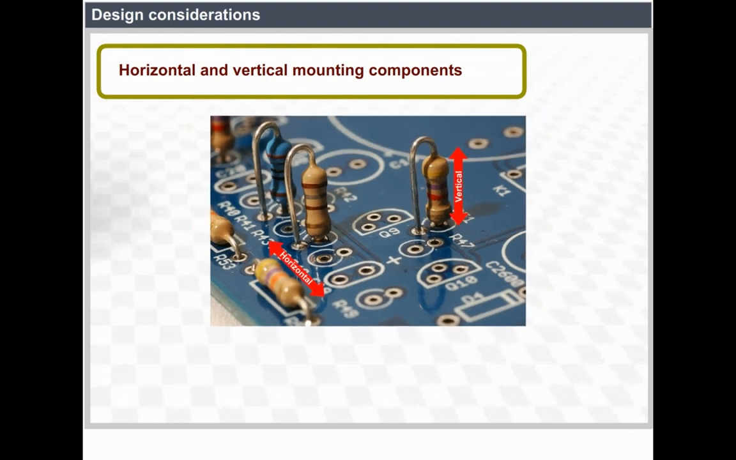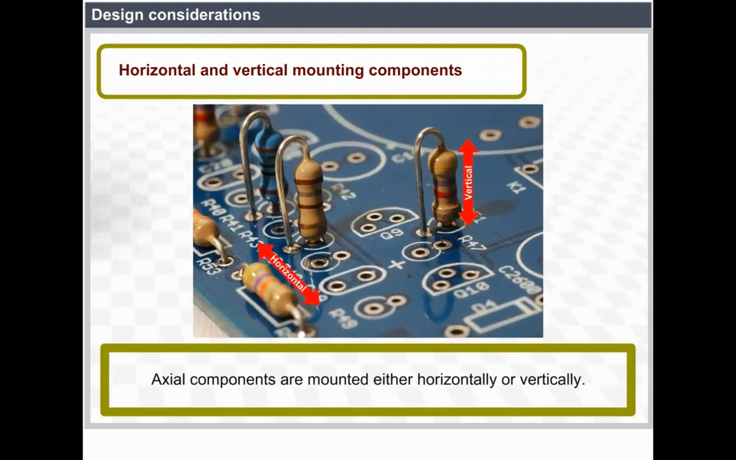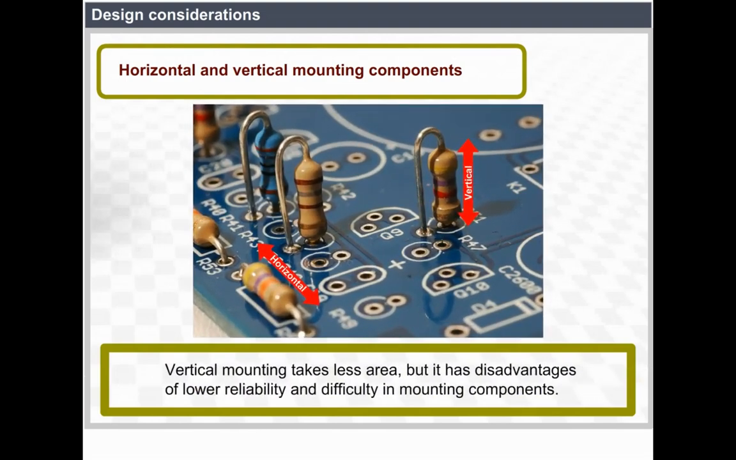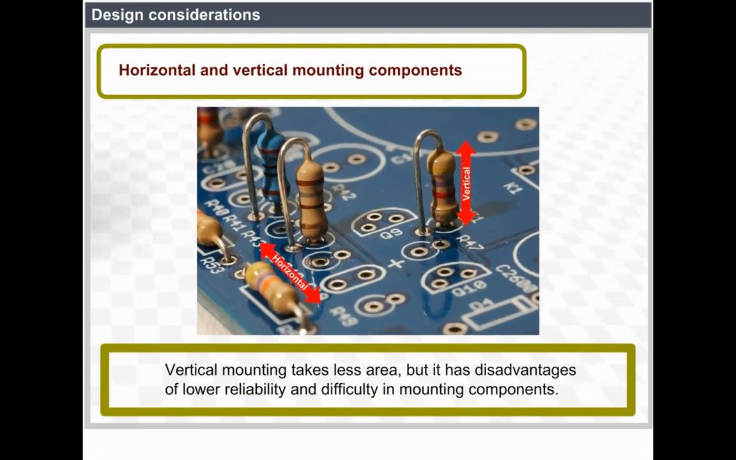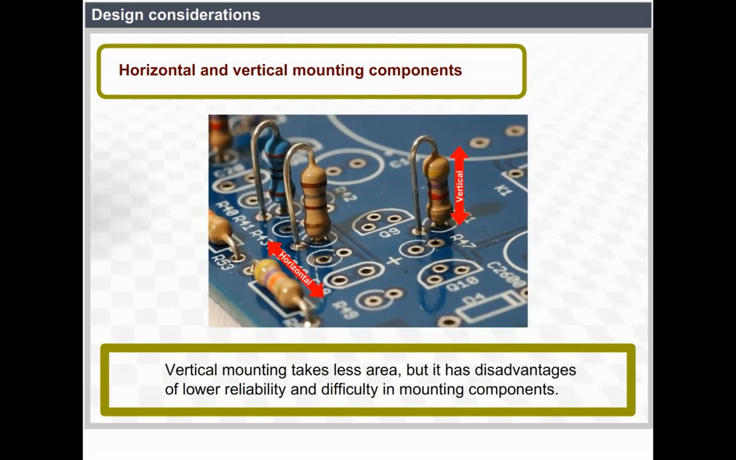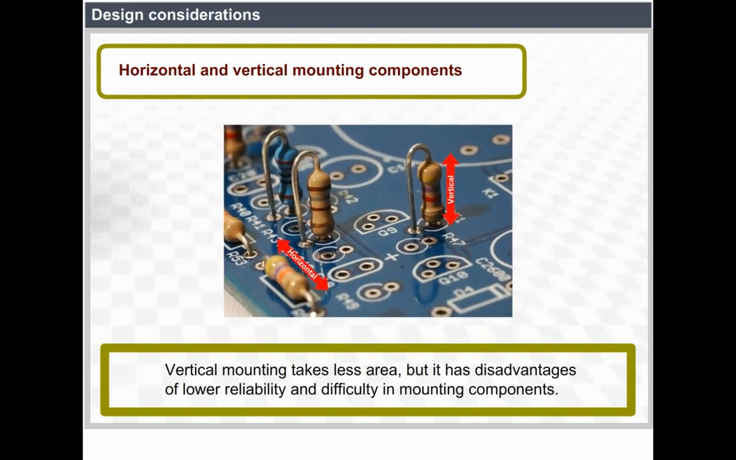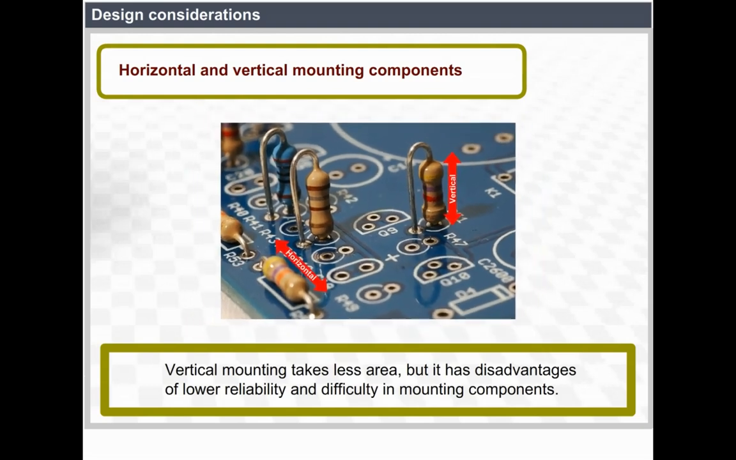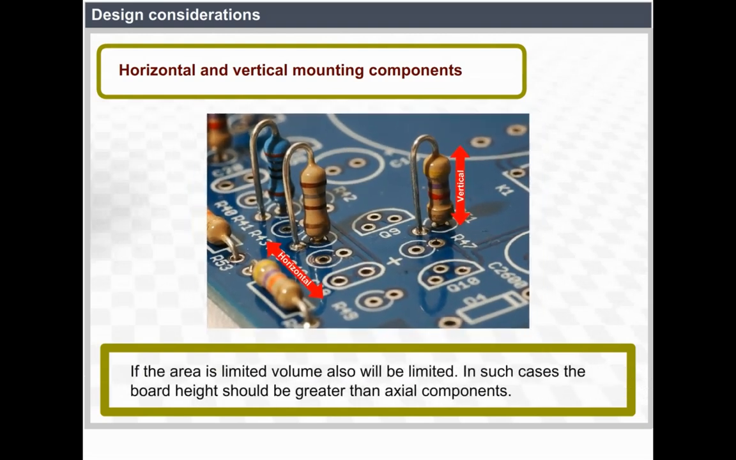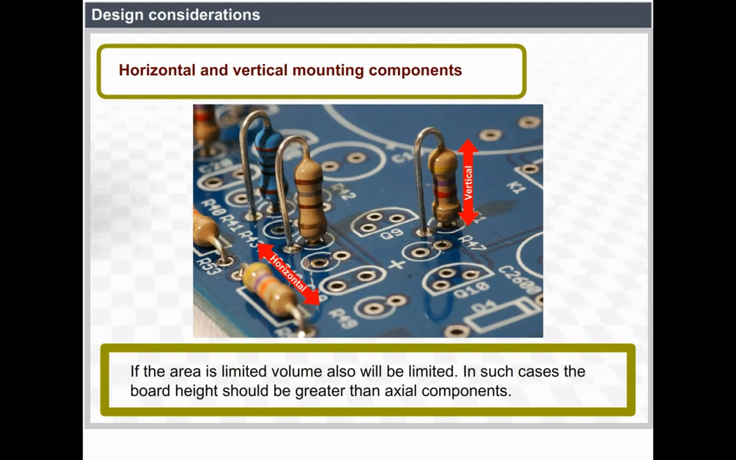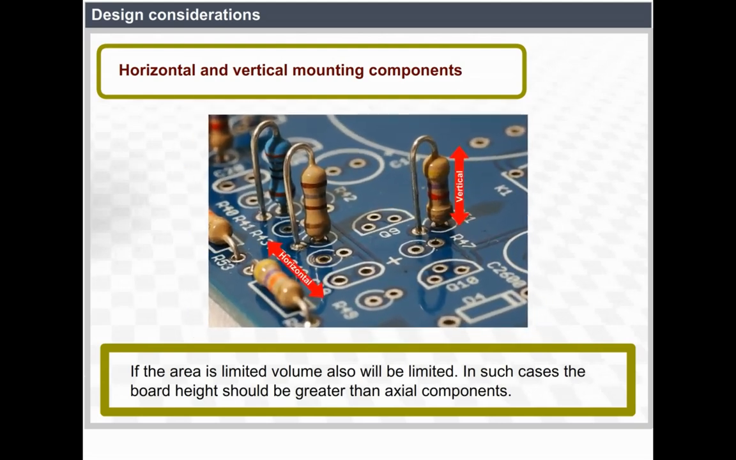Horizontal and vertical mounting of components. Axial components are mounted either horizontally or vertically. Vertical mounting takes less area, but it has the disadvantage of lower reliability and difficulty in mounting the components. If the area is limited, volume also will be limited. In such cases, the board height should be greater than the axial components.